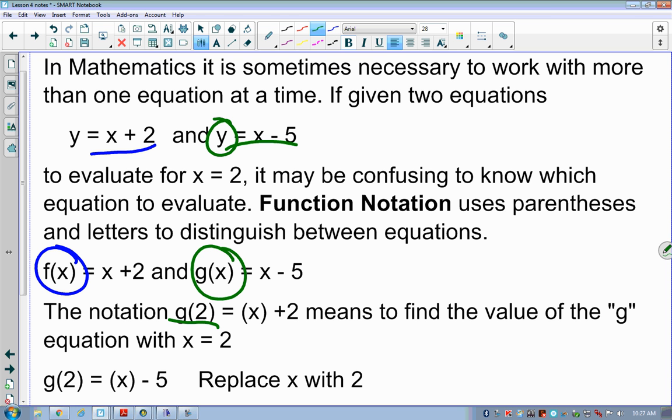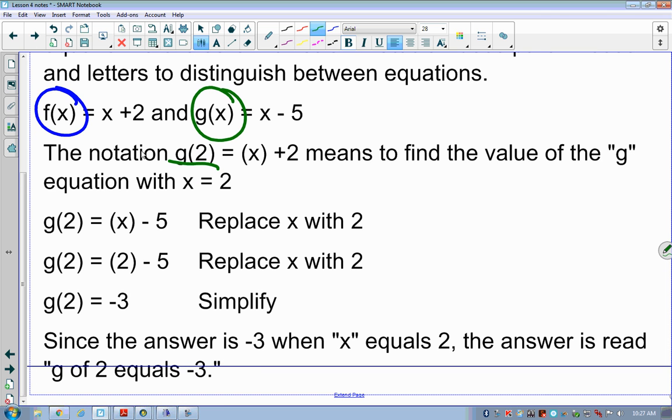So the notation g of 2 means to find the value of g in the equation with x equals 2. So g of 2 is x minus 5, and then we're going to replace x with 2. Okay, we're not going to use the f of x equation here. So then we plug in 2 for x. We get g of 2 equals 2 minus 5. Okay, g of 2 equals negative 3.